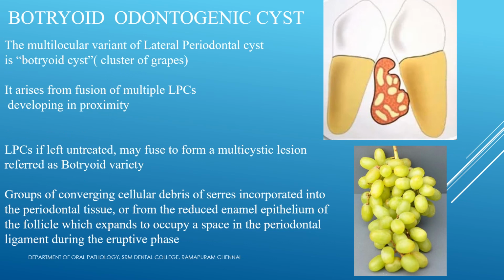Now let's see about the botryoid odontogenic cyst. The multilocular variant of lateral periodontal cyst is called botryoid cyst. The botryoid cyst resembles a cluster of grapes, and it is believed to arise from the fusion of multiple lateral periodontal cysts which develop in proximity to each other. Lateral periodontal cyst, if left untreated, may fuse to form a multicystic lesion which is referred to as the botryoid variant. And a group of converging cellular debris of serous incorporated into the periodontal tissue, or the reduced enamel epithelium of the follicle which expands to occupy a space in the periodontal ligament during the eruptive phase, can give rise to the botryoid odontogenic cyst.